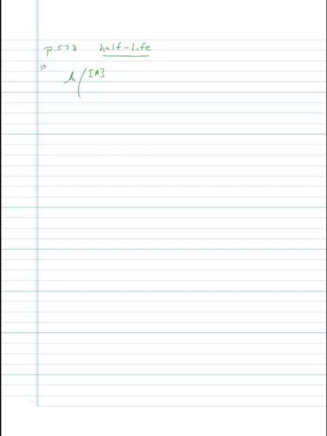Well, actually, we're starting with first order. Let's do first order first, and then we'll do second order. So this is just the rearranged version of the integrated first order rate law.